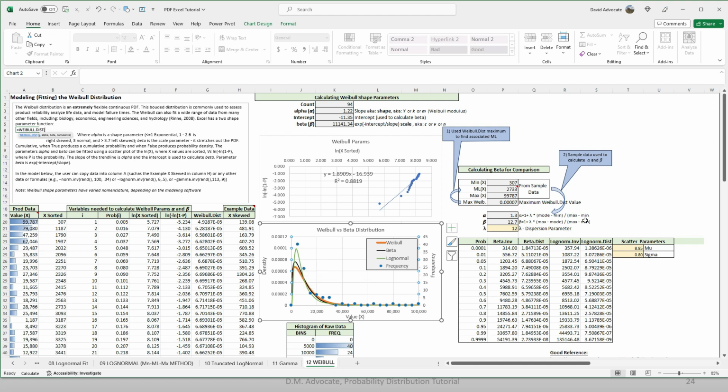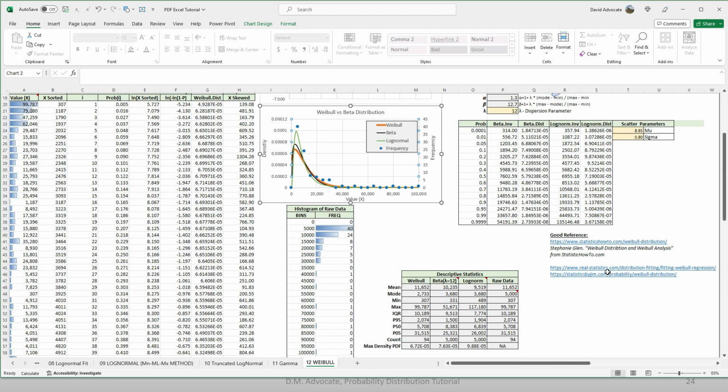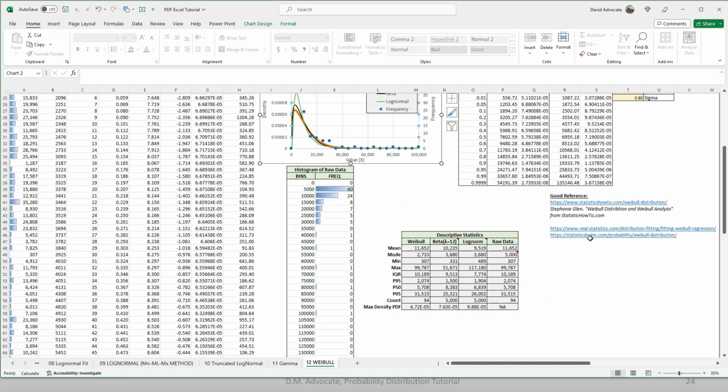Over here to the right is where I calculate out the shape factors for a lambda of 12 for the beta distribution. Basically, I find the most likely value by looking at the max of the Weibull.dist and do an X lookup to find what the X value is that corresponds to that. So now with the min, most likely, and max, I can do the beta. And to do the log normal, I've just taken the mu and sigma from our fitted log normal that we did in exercise 8. Down below, I've put a table of the descriptive statistics and some good references to look at for how to construct these tables.